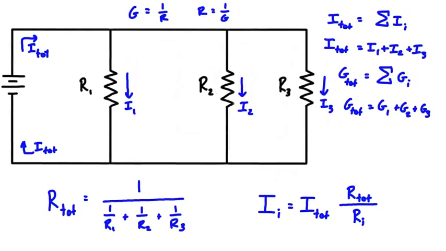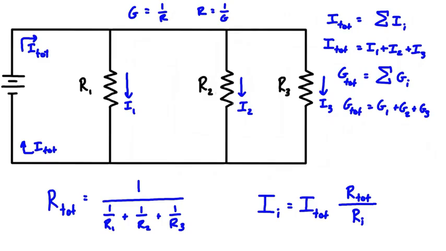Now, how we can do that, first of all, is by taking the inverse of both sides. So let's invert the left-hand side, and then we'll take the inverse of the whole right-hand side as well. All this means is we just divide 1 by both sides, so we have 1 over G tot is equal to 1 over this summation.